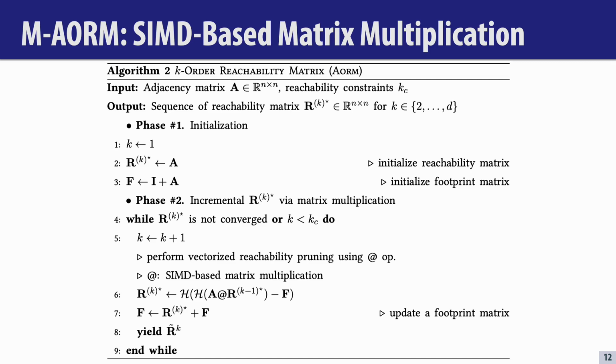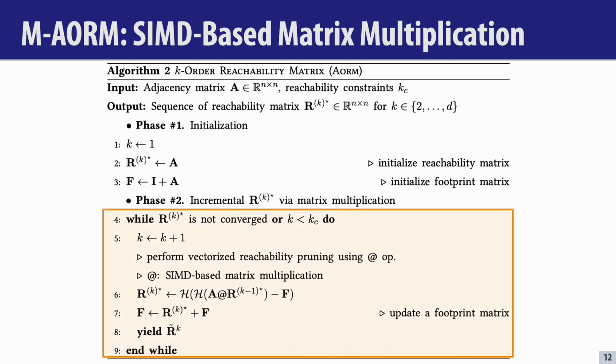MAORM receives the adjacency matrix A and the reachability constraint KC as inputs. This algorithm consists of two phases, the initialization phase and the incremental optimal reachability matrix computation phase via matrix multiplication. In the initialization phase, first, the algorithm initializes a hop count variable, reachability matrix, and footprint matrix. For reachability pruning, the footprint matrix contains a footprint set with the vertices bounded by a vertex vi within k steps, including vi itself.